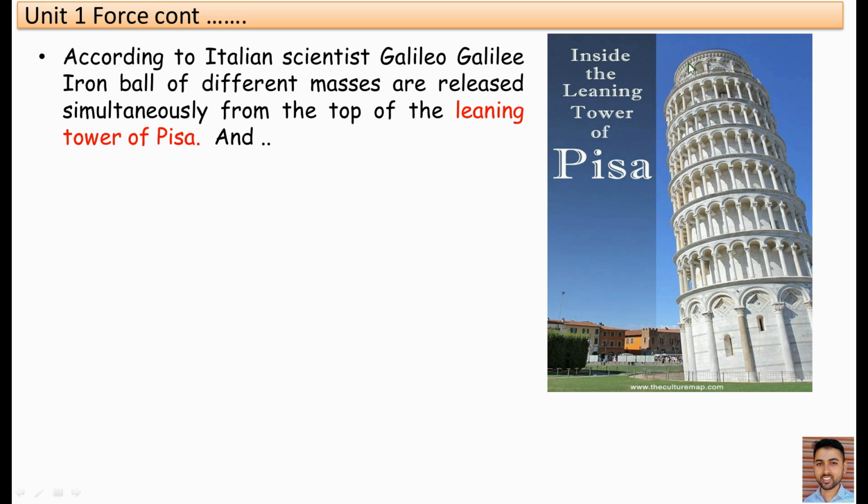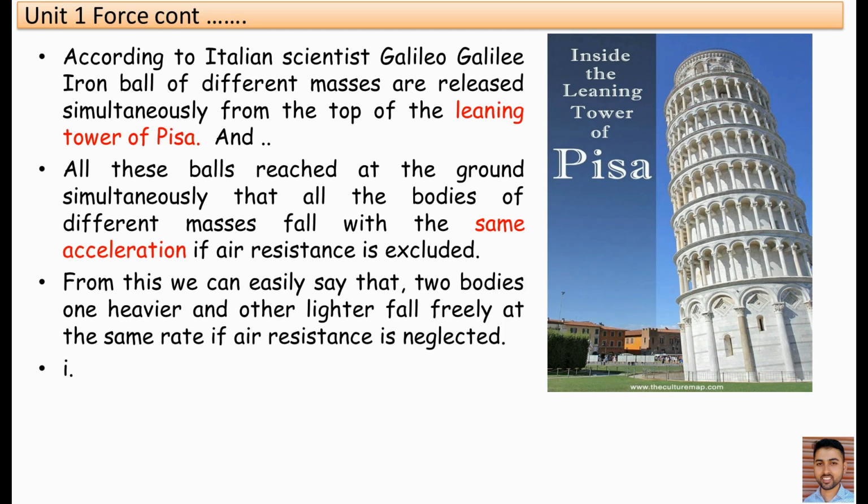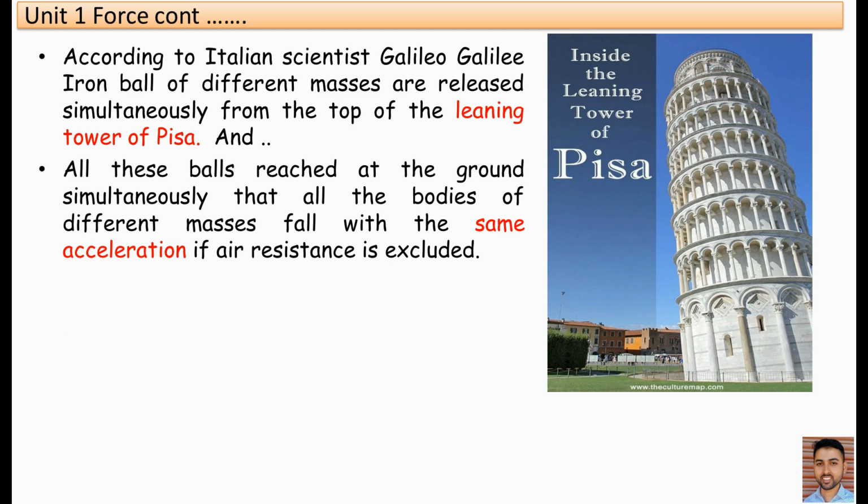According to the Italian scientist Galileo Galilei, iron balls of different masses were released simultaneously from the top of the Leaning Tower of Pisa. Two iron balls are released from the top of this tower at the same time. Then what will happen? All these balls reached the ground simultaneously. That means all bodies of different masses fall with the same acceleration, if air resistance is excluded.